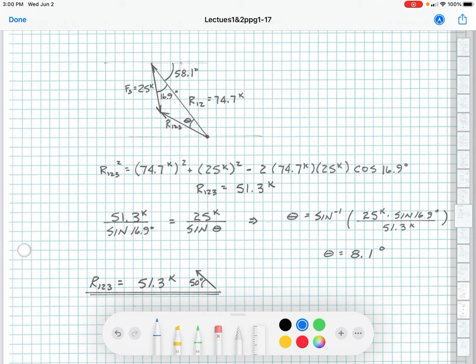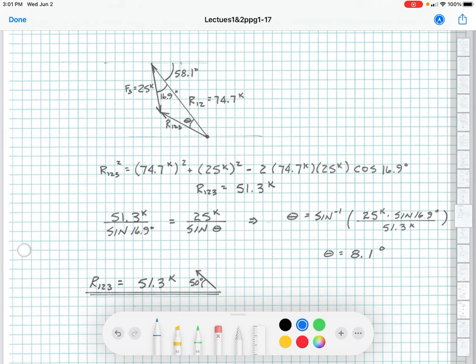So we use the law of cosines. We say 74.7 squared plus 25 Kips squared, minus 2 R12 F3 times the cosine of the included angle between the two. So it's the angle between the two that are being added. And we solve for R123. And R123 becomes 51.3 Kips.